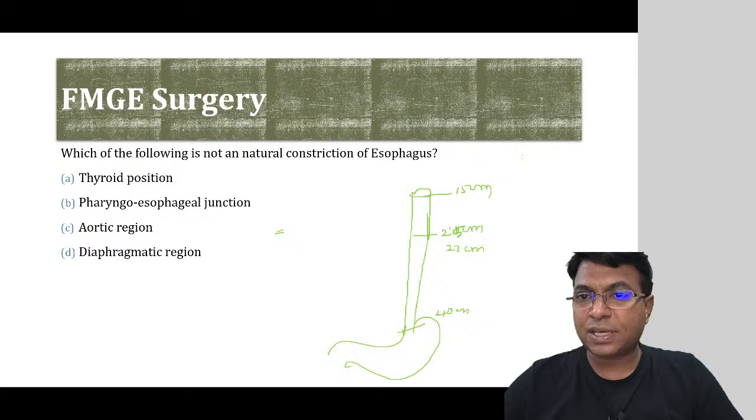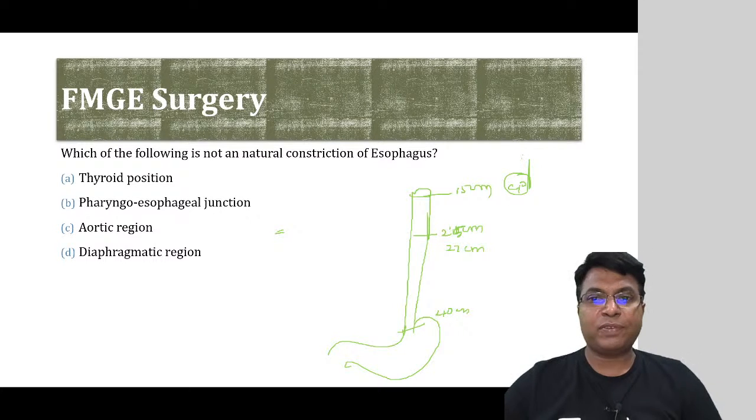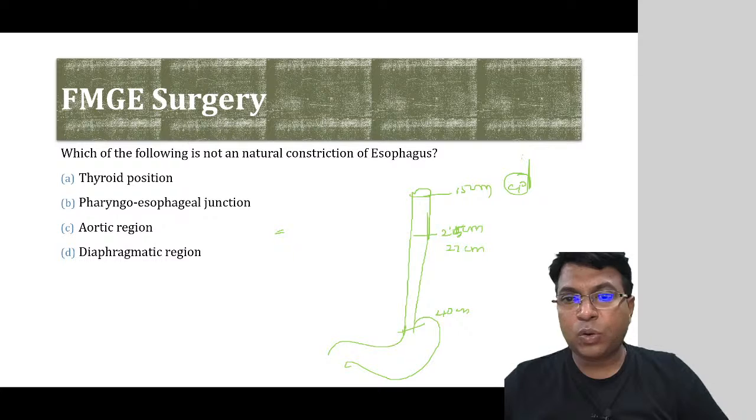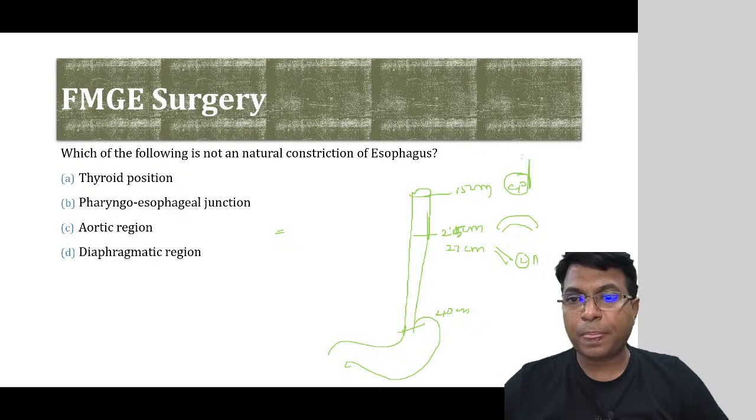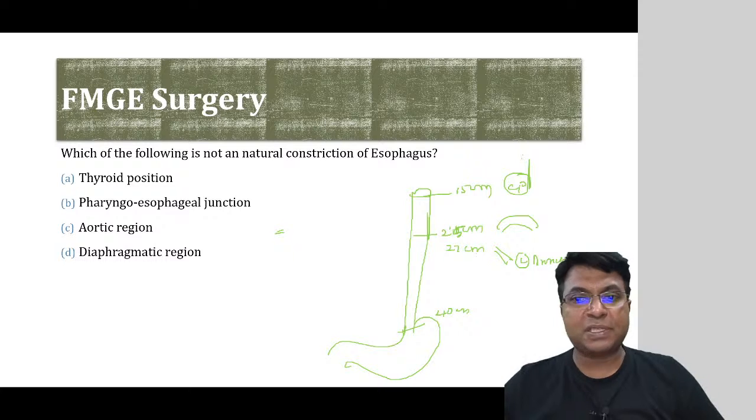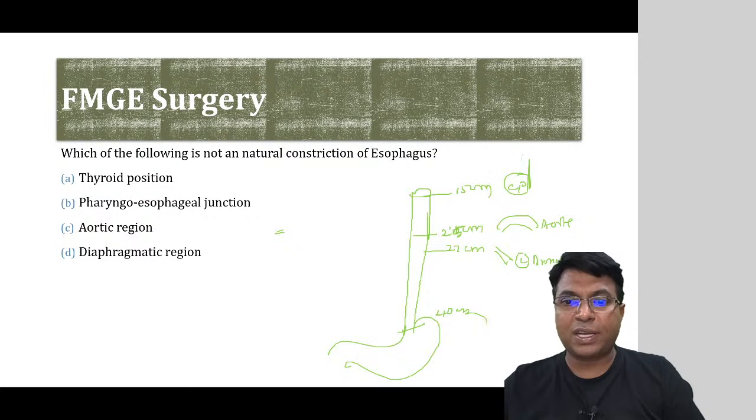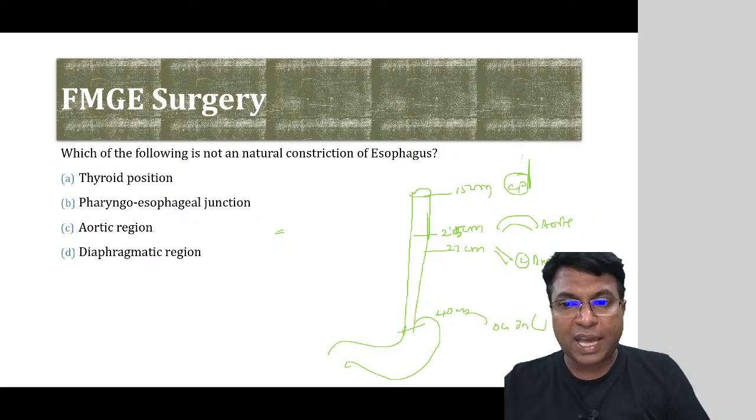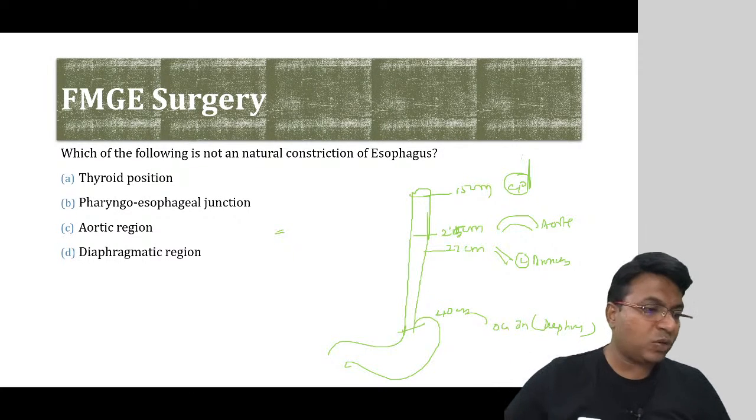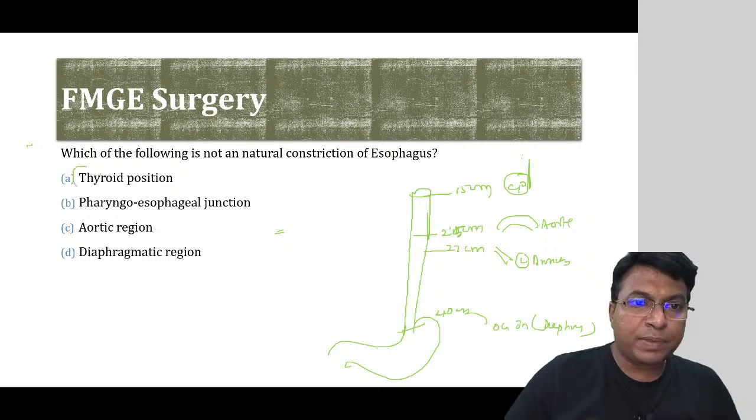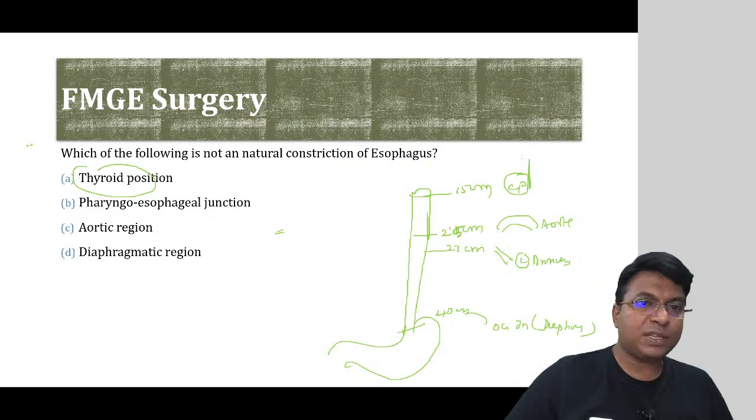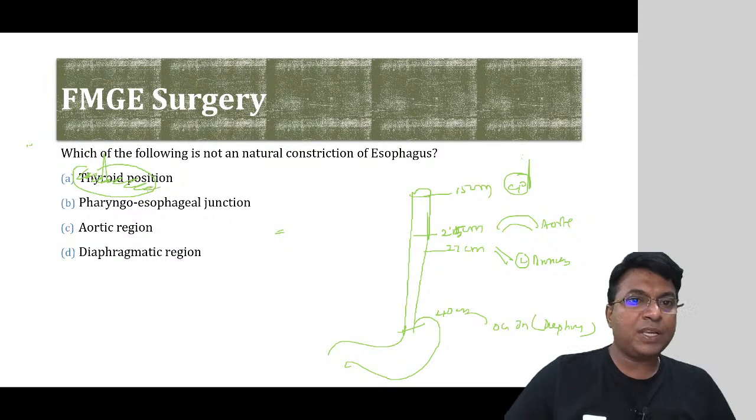15 centimeter is the cricopharynx. 25 is the arch of aorta. 27 is the left bronchus; the left bronchus compresses at 27 centimeter. 40 centimeter is the OG junction or diaphragmatic compression. So these are the natural constrictions in the esophagus. The thyroid is not a position for esophageal compression. Please remember this point.